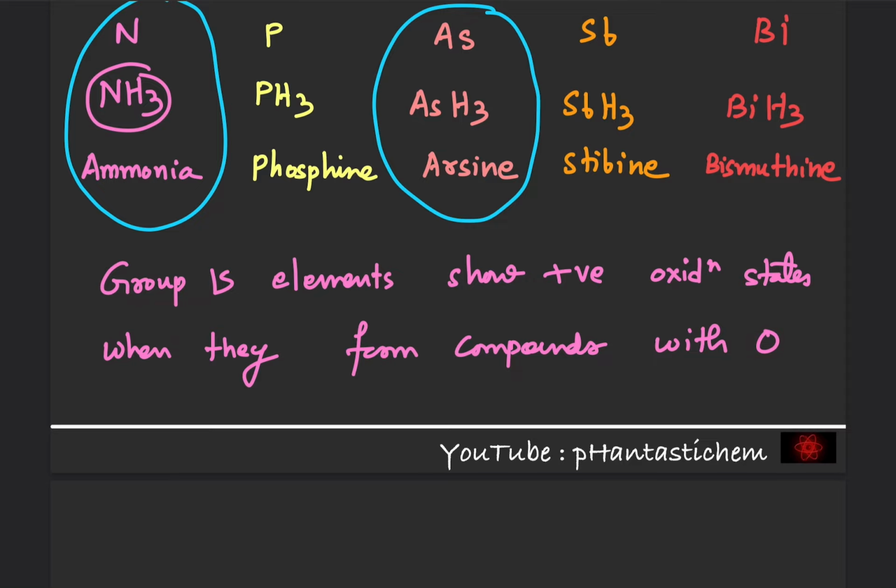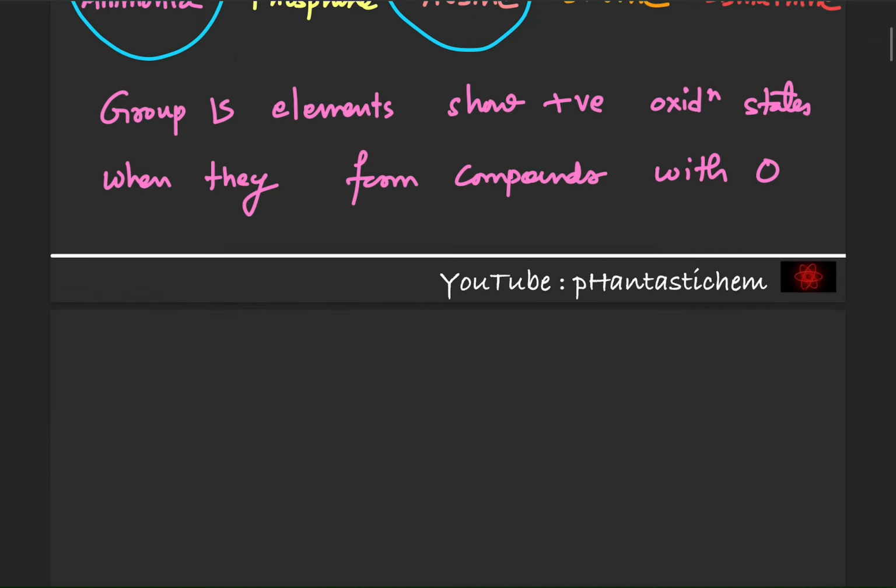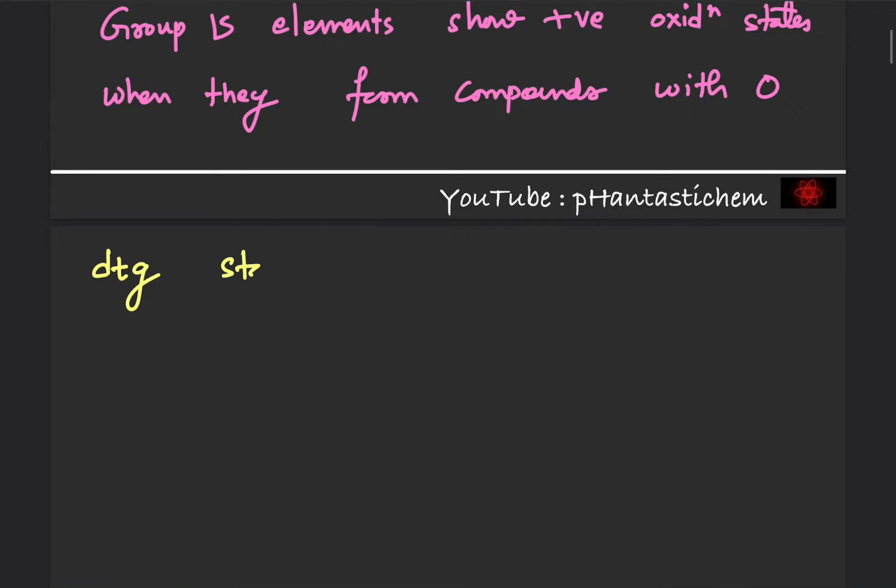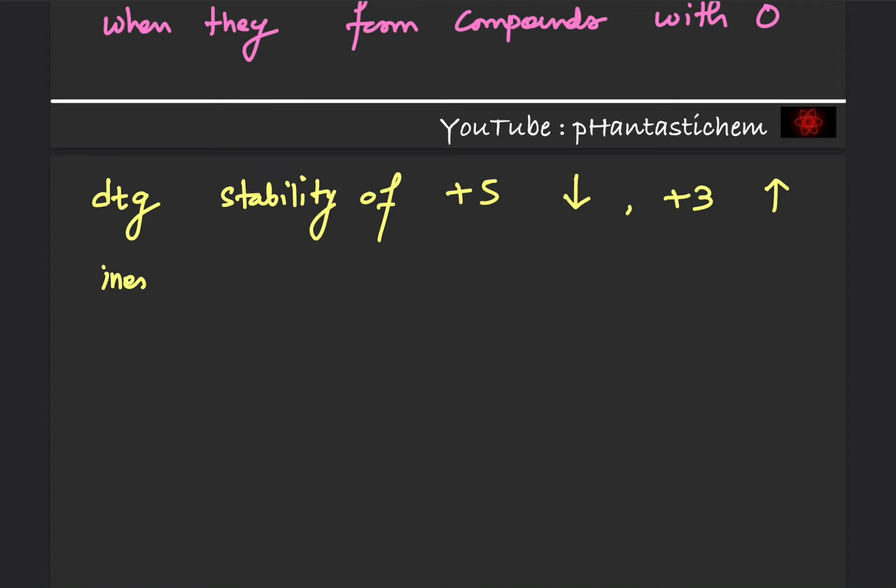On moving down the group, the stability of the +5 oxidation state decreases while that of the +3 oxidation state increases due to inert pair effect. Very important statement. So as we go down the group, the stability of +5 decreases and +3 increases. This is due to something called the inert pair effect. So we have to understand the meaning of this inert pair effect.